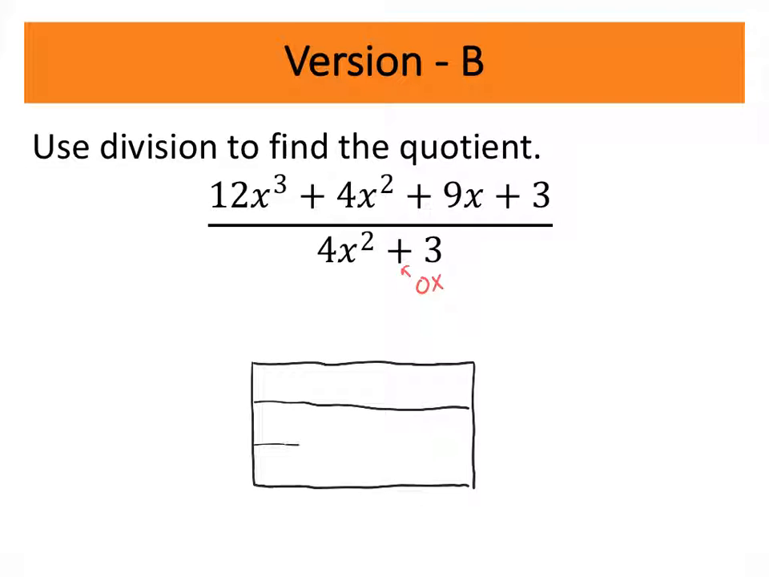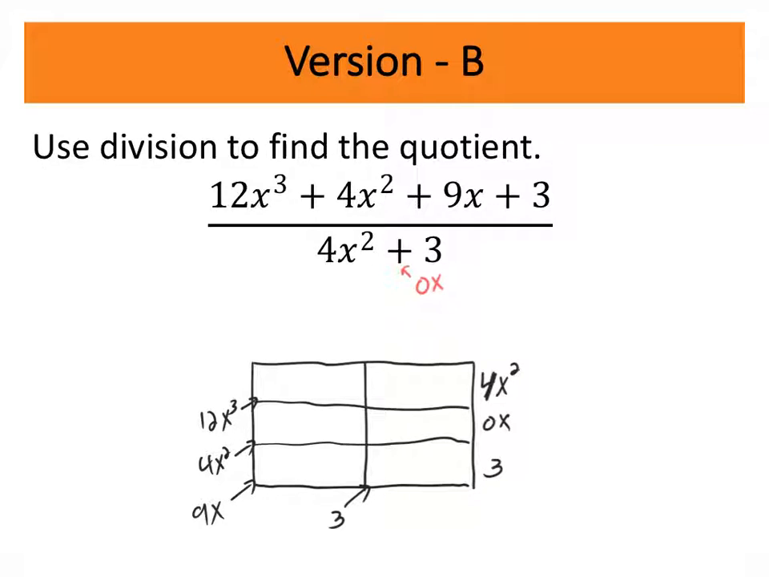Okay, 3 by 2. We've got our 4x squared, our 0x, and our 3. And then here in the diagonals, we've got our 12x to the third, 4x squared, 9x, and 3. And I start with this top right corner, so the 12x to the third power, and then I know that 3x times 4x squared gave me 12x cubed, and I fill down the rest of the row, so it's a 0x squared and a 9x.